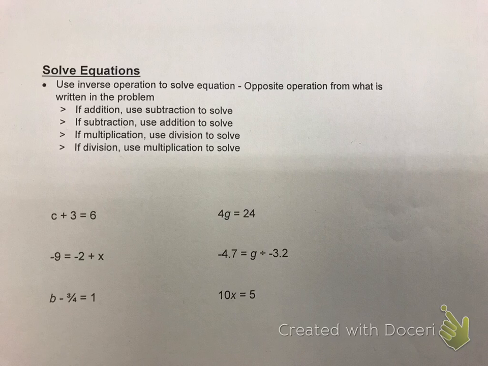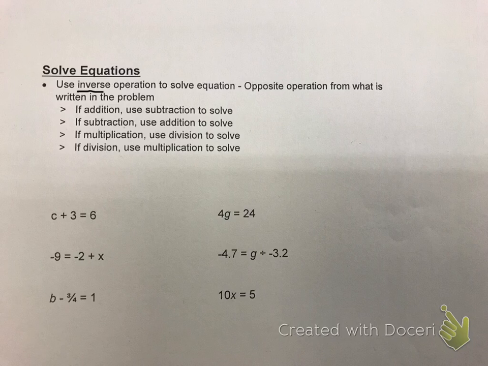To solve an equation, you're going to use the inverse operation to solve it. So if there's addition going on in the problem, you're going to use subtraction to solve. If there's subtraction going on in the problem, you're using addition to solve. If there's multiplying, you would use dividing. If there's dividing, you would use multiplying.